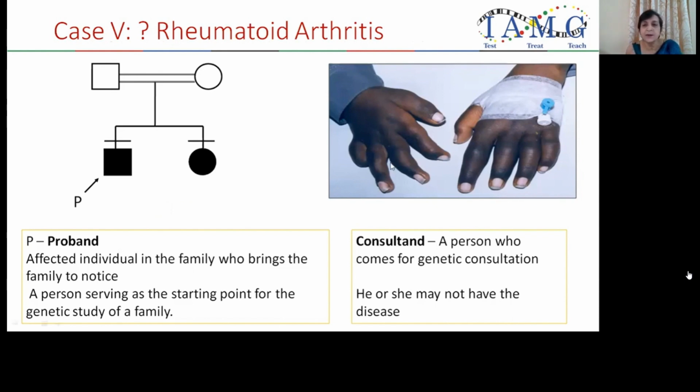In this case, this particular boy was referred to us as rheumatoid arthritis, but he has a similarly affected sister as well, and the parents are consanguineous. The individual who is affected with a genetic disorder and brings the family to the notice that this is a particular family with a genetic disorder is called the proband, and is depicted by an arrow and the letter P. The individual who comes for consultation for genetic counseling is called the consultand.